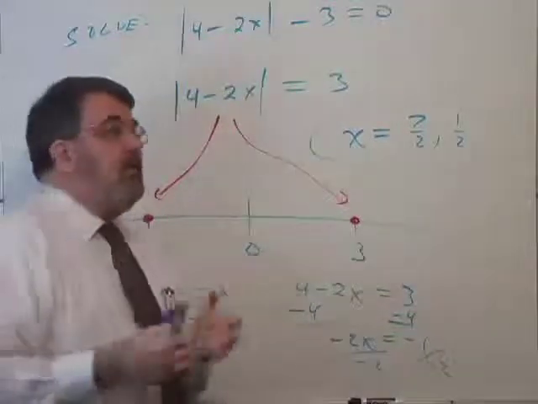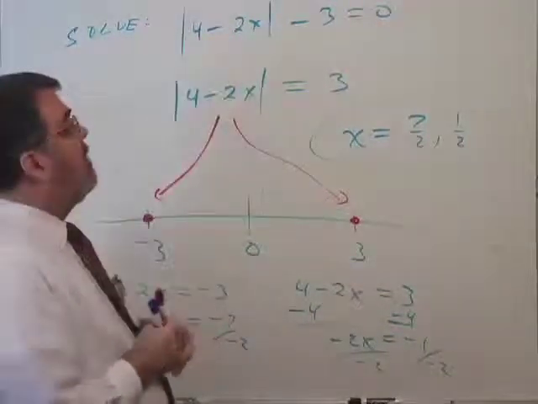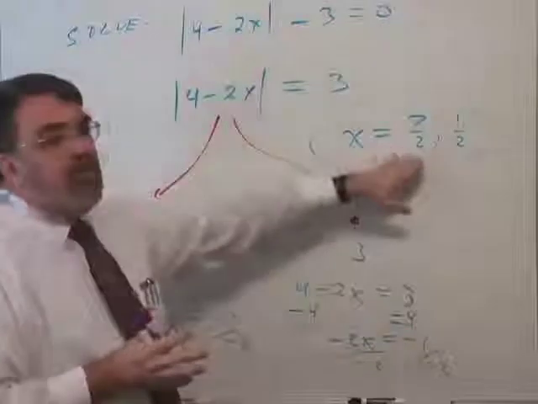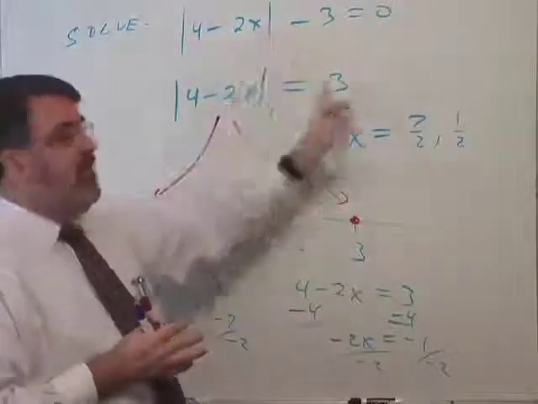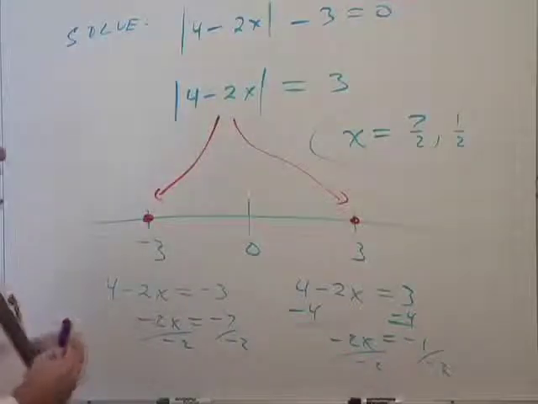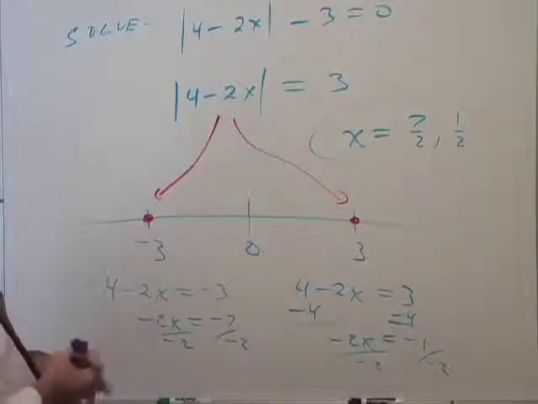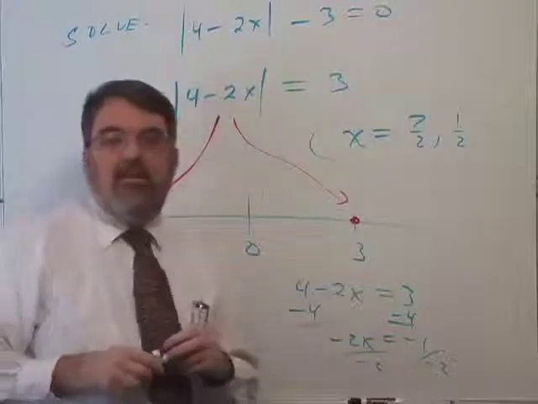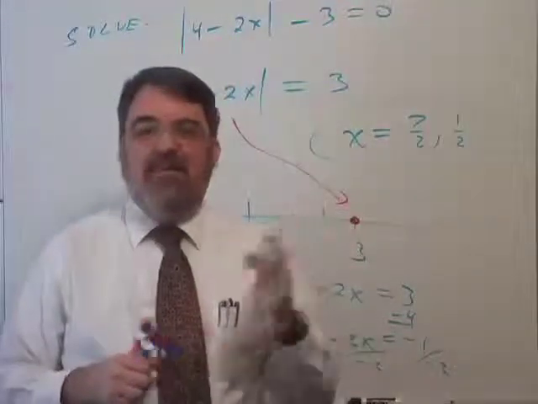And it wouldn't be a bad idea to check them. You could plug those numbers in. It actually would check pretty easily because when you multiply by 2, the fractions will disappear. So it would be fairly easy to check that answer. All right, well, it is typical in an absolute value problem to get two answers.